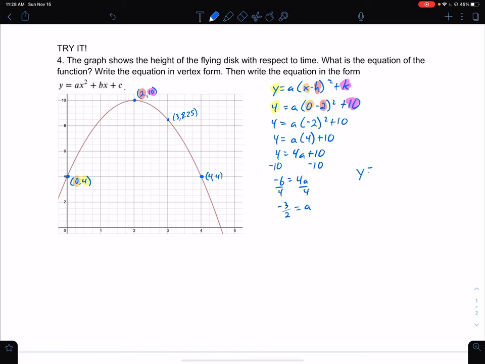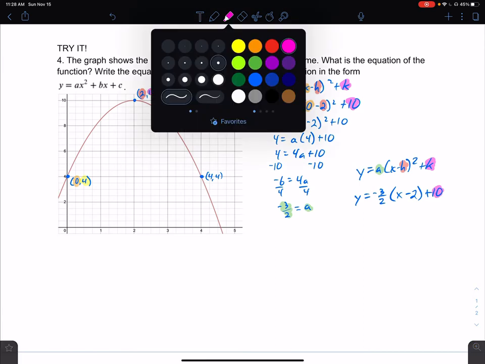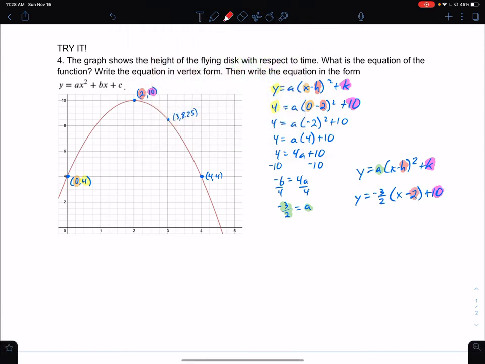So let's plug this back into our vertex form. And now this time we're only going to plug in A, H, and K. H we have is red and K is pink. So y is equal to negative 3/2 x minus 2 plus 10. Again, plug in each of those. What color are we looking here? Red. So that's the first part of my answer.